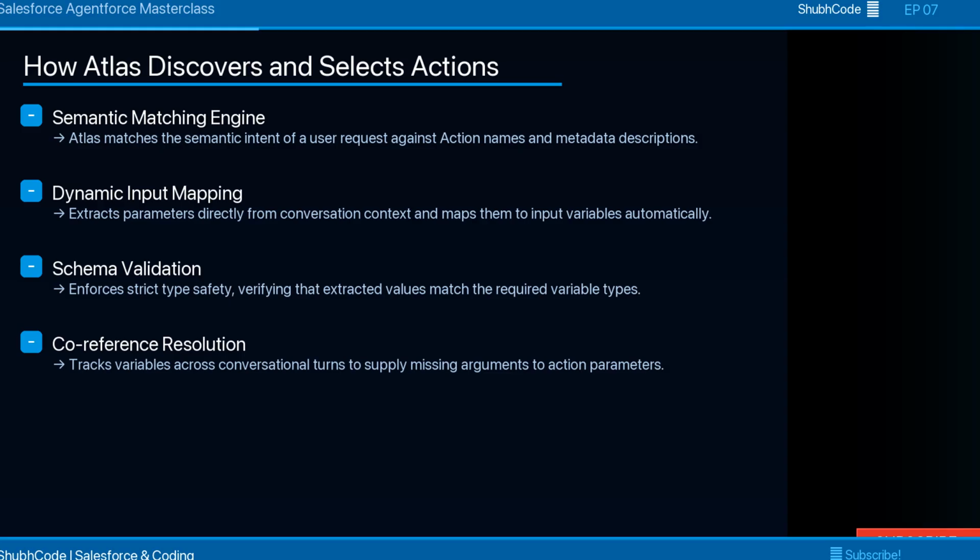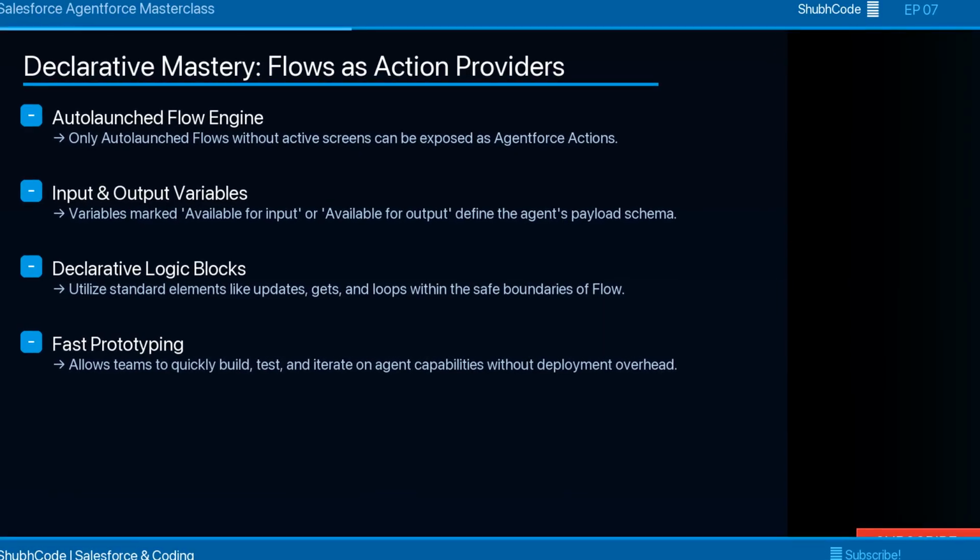For the vast majority of your business logic, auto-launched flows are the gold standard for action providers. Think of an auto-launched flow as a visual microservice that you can hand off to your agent. When Atlas selects a flow action, it takes the natural language context, populates the flow's input variables, executes the logic, and reads the output variables back into its working memory. This allows Salesforce admins to build complex multi-step processes, like checking inventory, updating contracts, and alerting account teams, without writing a single line of code. It is low-code efficiency meets high-intelligence automation.